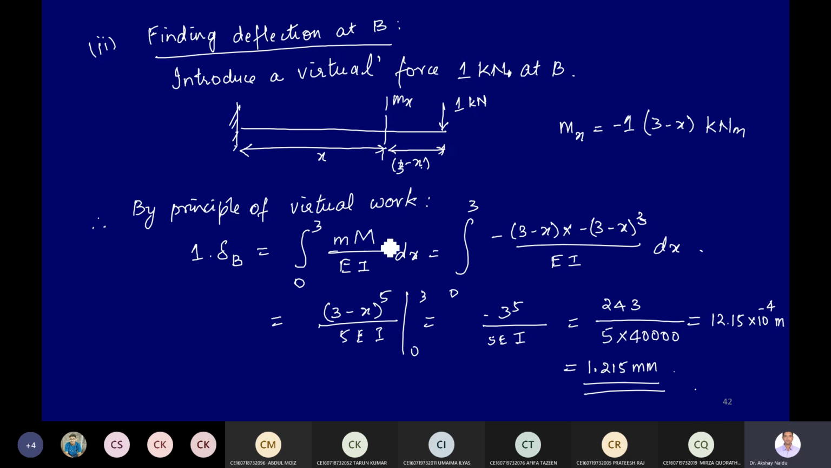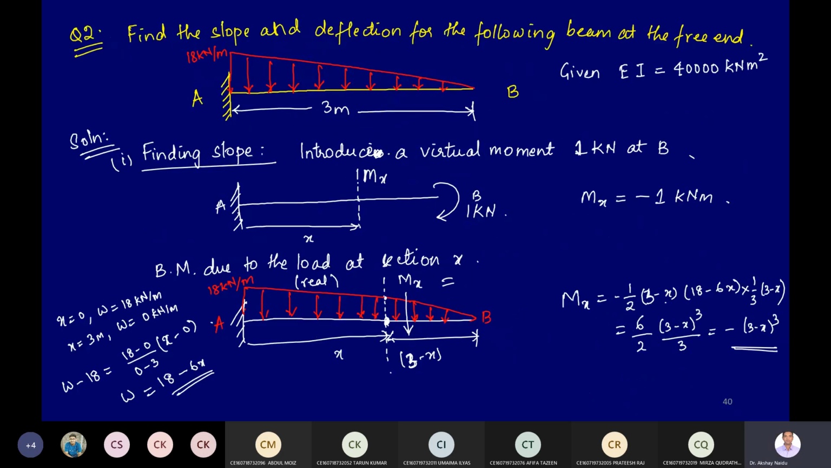So the whole crux lies in small m, capital M. Small m is due to the virtual load, finding the moment at a point. Capital M is due to the externally applied force. And solve the problem using this integral 0 to L small m capital M by EI. Okay, this is a very simple method.